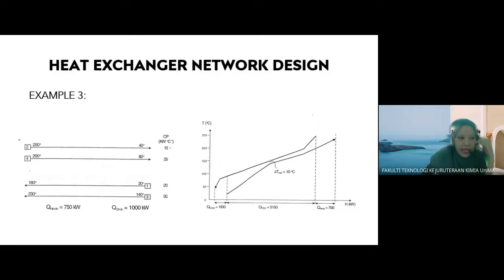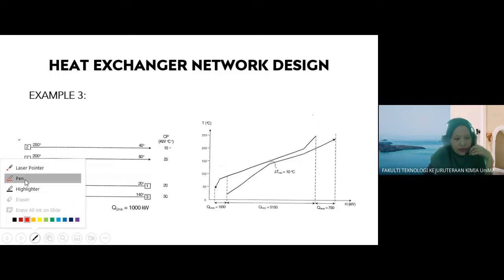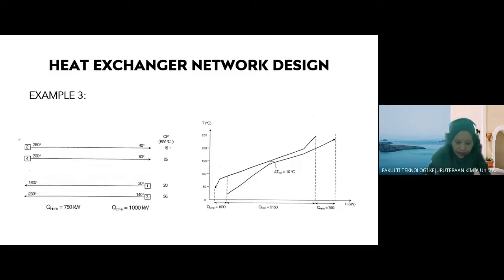Right, for example, you have these 4 streams, 2 hot streams and 2 cold streams with QH min equal to this and QH min. Ada pun. Nampak tak ni? Nampak tak? Nampak, Doktor. Alright.